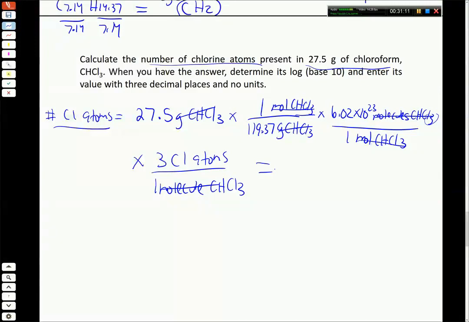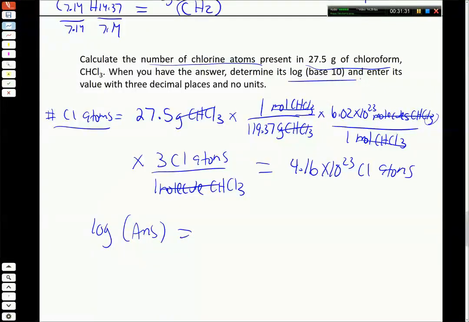So when we multiply and divide all these numbers, what I got was 4.16 times 10 to the 23rd chlorine atoms. And then the log of that, this is what we have to enter into Blackboard, is just going to be 23.62. So please don't skip that step. There's a lot of problems in this section where we ask you to take the log of your answer. So don't try to enter it in scientific notation. Take the log as we tell you to and enter that number in. It's going to be like that a lot on some of the test questions as well. So this question here, very similar to ones we did above, just have to remember this last step.